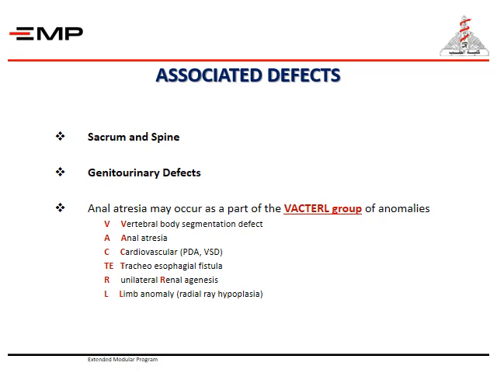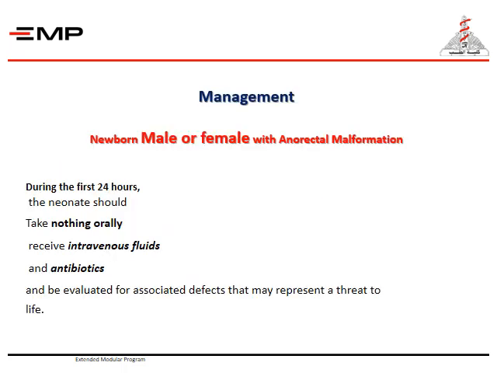V, vertebral body segmentation defect. A, anal atresia. C, cardiovascular, PDA, VSD. T, tracheoesophageal fistula. R, unilateral renal agenesis. L, limb anomaly, radial ray hypoplasia. So, very careful examination of the baby must be made to exclude these anomalies during the first 24 hours.